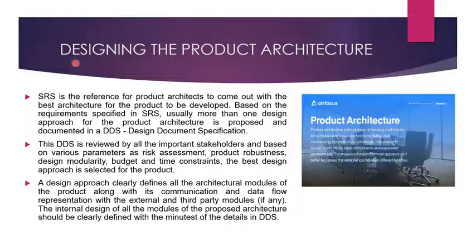Next step is going to be designing the product architecture. SRS is the reference for the product architects to come up with the best architecture for the product to be developed based on the requirements specified in the SRS. Usually, more than one design approach for the product architecture is proposed and documented in the DDS, Design Document Specification. This DDS is reviewed by all the important stakeholders and based on various parameters such as risk assessment, product robustness, design modularity, budget and the time constraints, the best design approach is selected for the product.